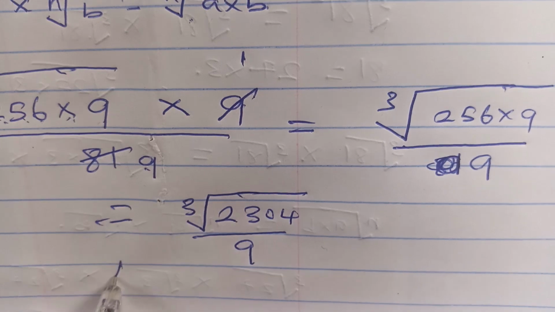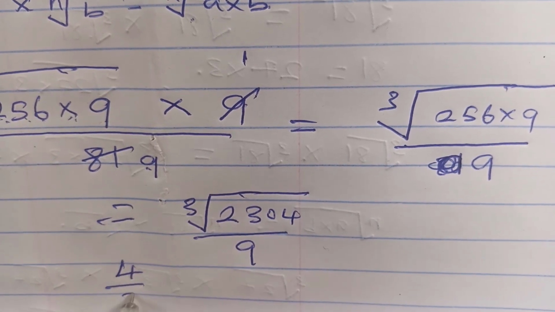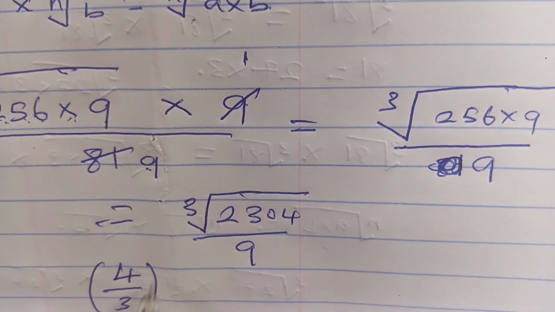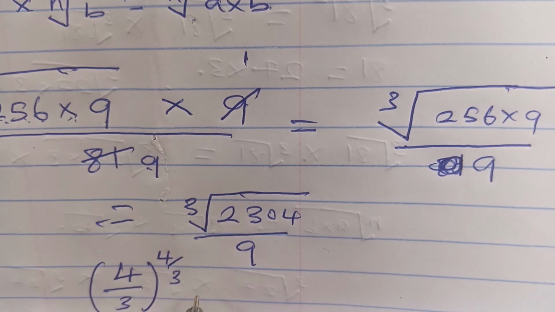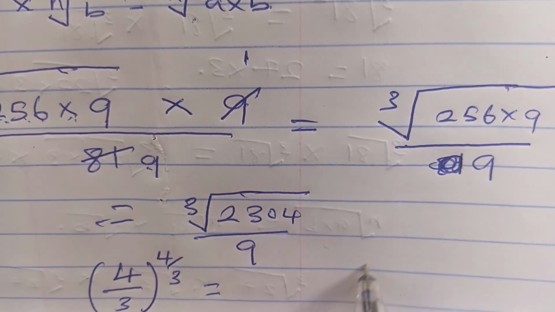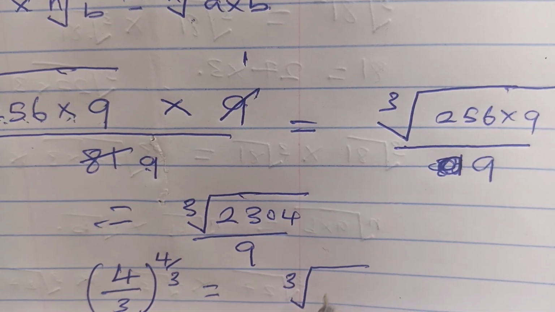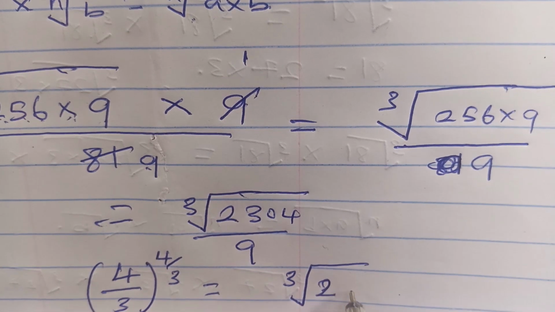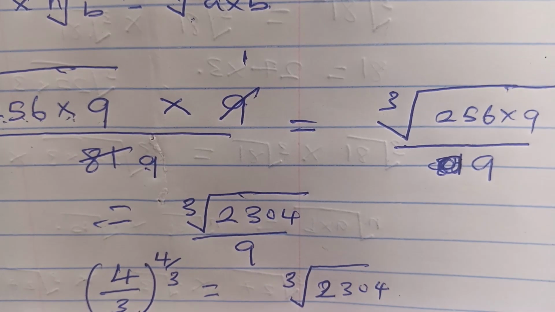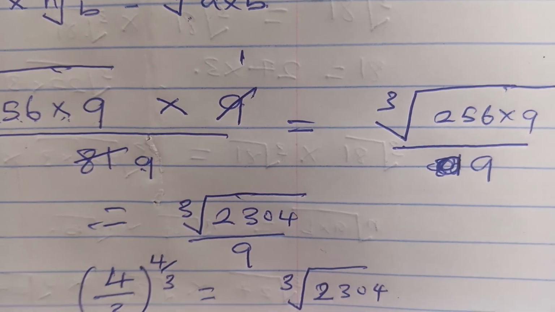Therefore, the expression to the power of 4 over 3 is equal to the cube root of 2,304 over 9.